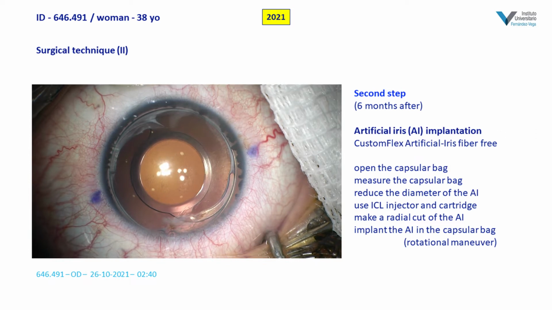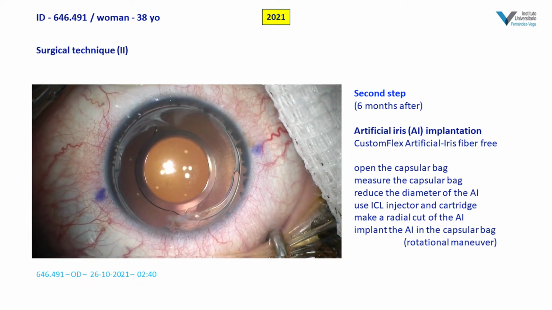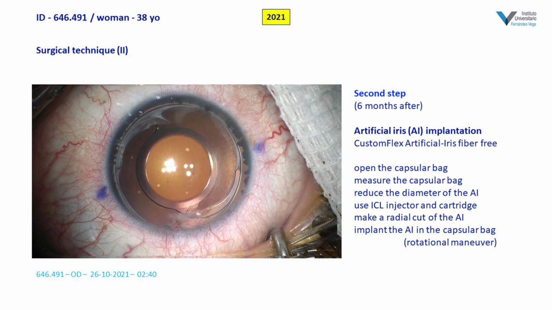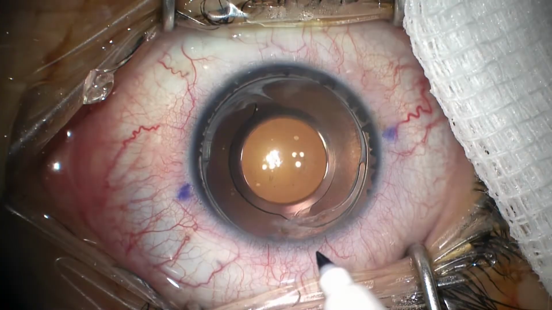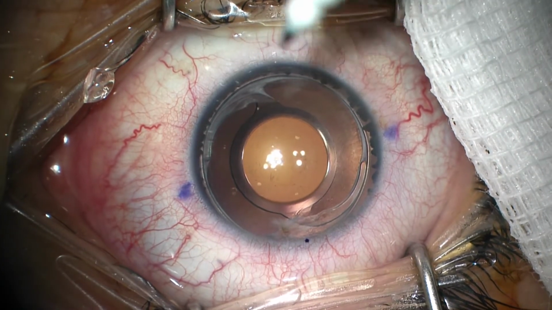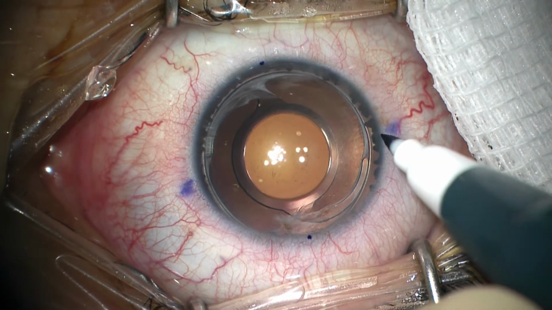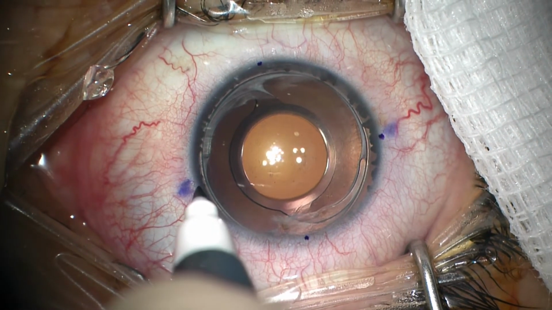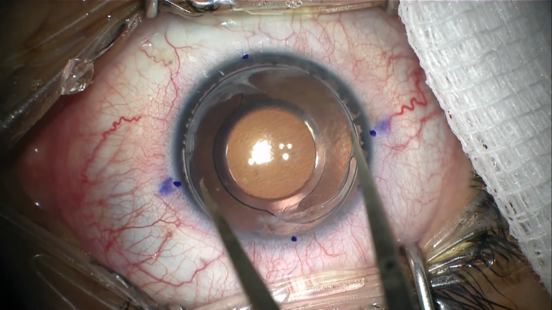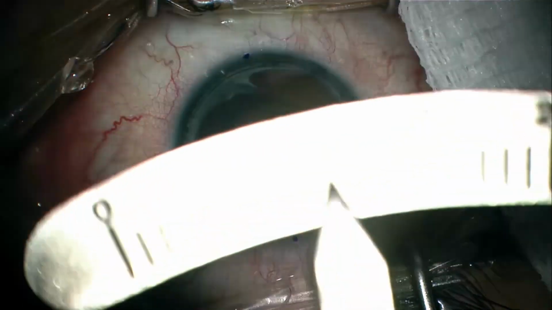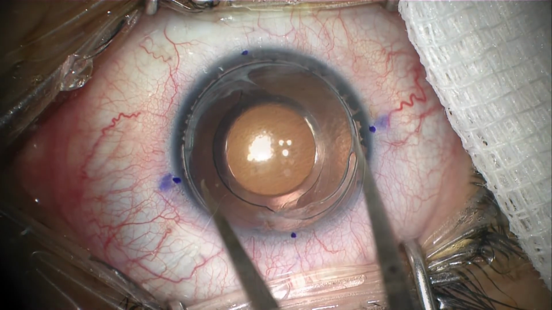Six months after cataract surgery, artificial iris implantation was performed, when the capsular bag was completely healed. The steps of the technique are as follows. Mark the main corneal meridians. Measure the capsular bag with a strabismus compass. As we can see, the horizontal diameter is 10.0 mm.